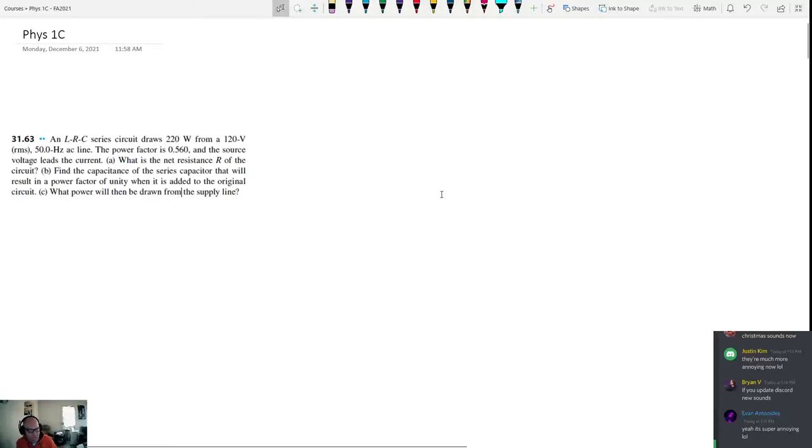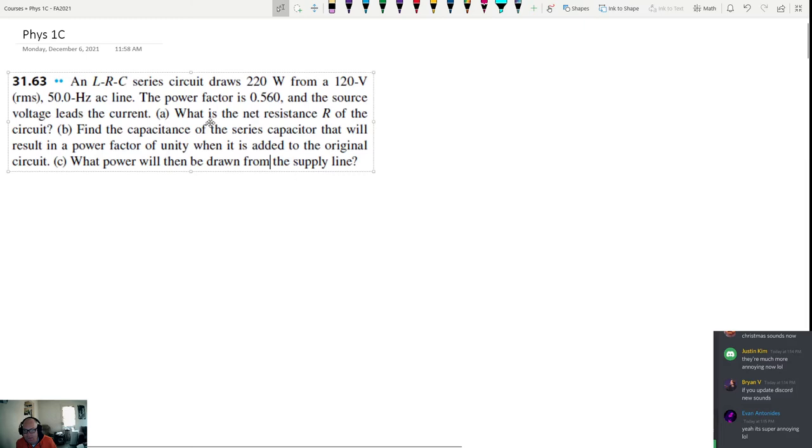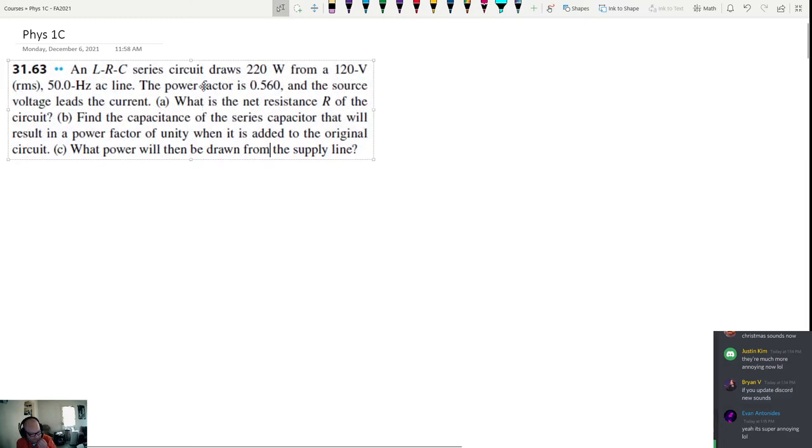Okay, this is the first hour of Physics 1C for December 6th, and I think last time we talked about RLC circuits, and we did, I think, one or two problems related to them. So I wanted to do another one, and this is it. This is from the textbook, and it's pretty similar to a problem we already did, but I think it helps to just do more, and then we'll talk about transformers, and then after that we'll talk about electromagnetic waves.